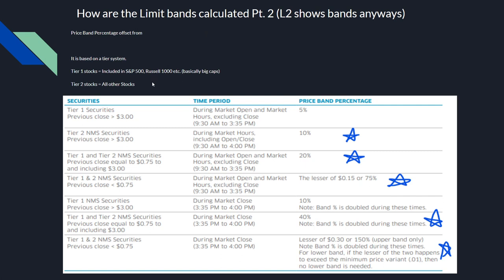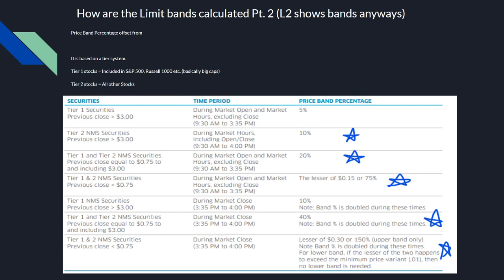So we're mostly going to be trading tier 2 stocks. I mean, tier 1 stocks rarely get it, but if you do, it's 5% bands. But tier 2 stocks are just pretty much any stock, basically. If the previous close is above $3, so it's always based on the prior close, then it's 10%. So I put stars on the ones that are important really. If the close is between 75 cents and $3, it's 20% bands. If it's below 75 cents, it's 15 cents or 75%.